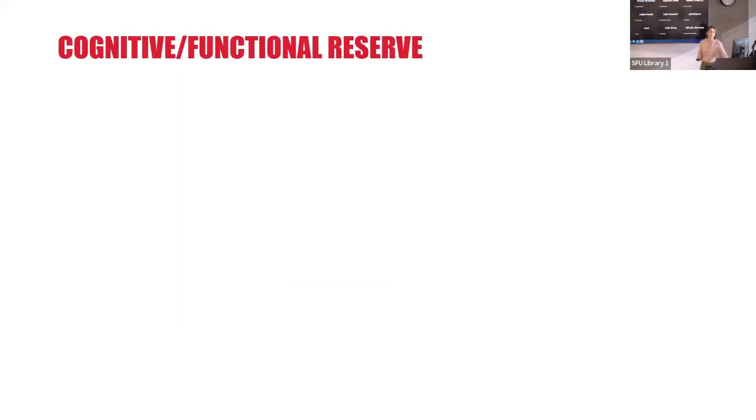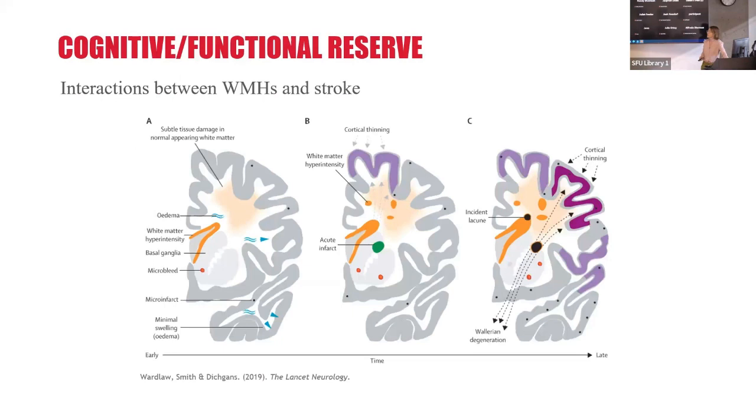So then moving on to concepts of cognitive or functional reserve, I want to start talking about interactions between white matter hyperintensities and stroke lesions. So this is a lovely figure from a recent review article, which is capturing this idea that you might have this subtle damage that's appearing in our normal white matter with interstitial edema. And then this might be causing more far-reaching consequences for the white matter fibers that are affected, including cortical thinning of remote and connected regions. And then in the event of an acute infarct occurring, these processes are probably all interacting to influence the degree and the patterns of damage that are seen in the brain over time.